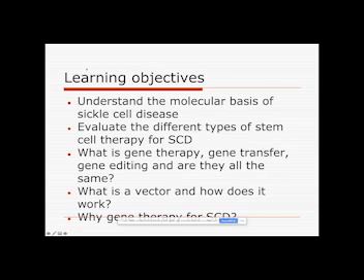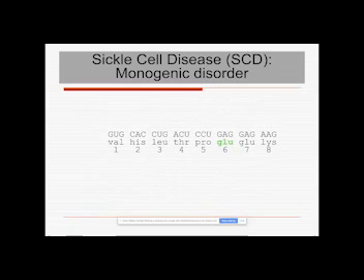All right, so what are we going to talk about? We're going to understand the molecular basis of sickle cell disease. We're going to evaluate the different types of stem cell therapy for sickle cell. We're going to talk about gene therapy, gene transfer, gene editing, and are these all the same thing, or what is the difference? We're going to talk about what a vector means and how it works. And then we're going to talk about why we are even talking about gene therapy for sickle cell.